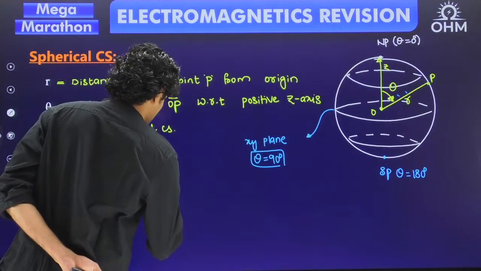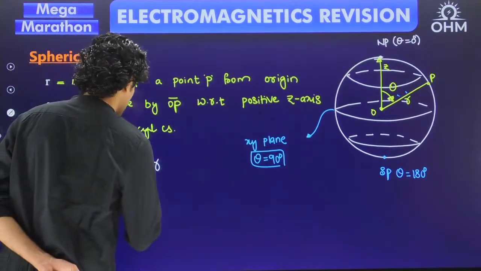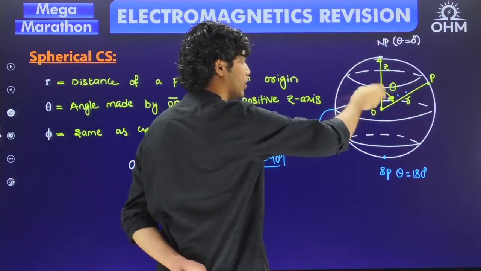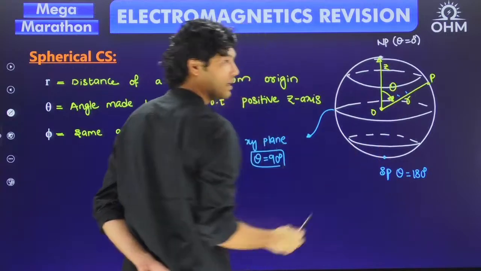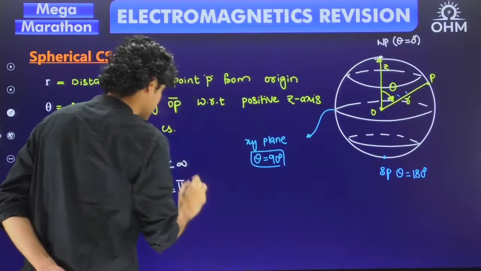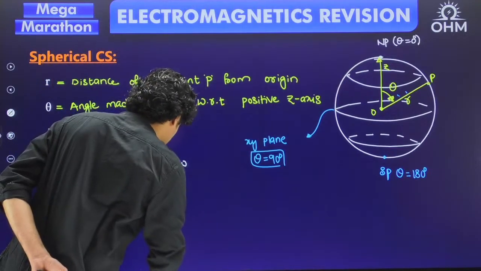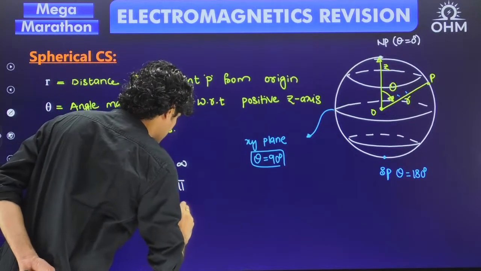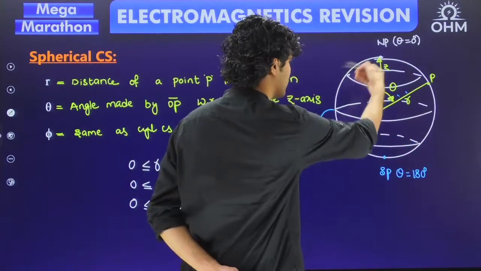Next, let us look at the ranges. If I want to cover every point in the universe, the range of r will be from 0 to infinity. For theta, if I want to cover every point on Earth, meaning north pole to south pole, the range of theta is from 0 to 180 degrees, or simply 0 to pi. Again, the examiner will not give you this range information, so it is your duty to remember it. For phi, it remains the same as in the cylindrical coordinate system, from 0 to 2 pi.